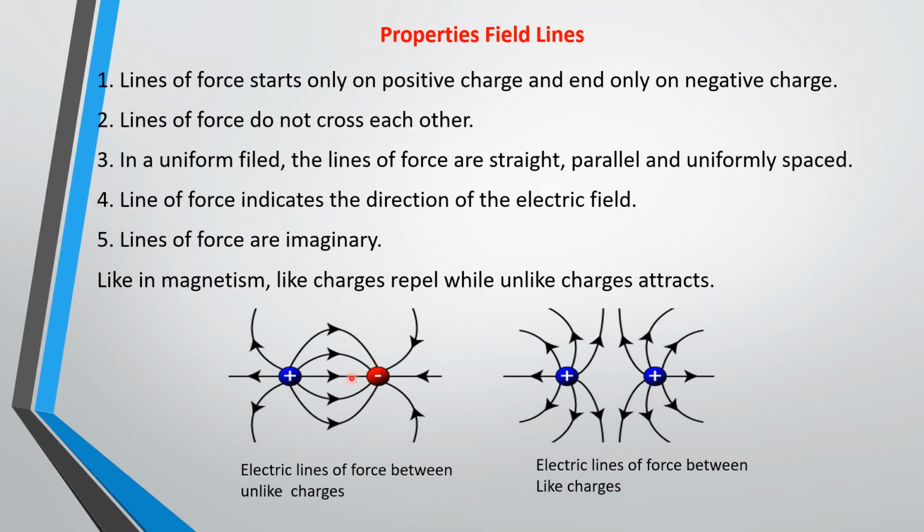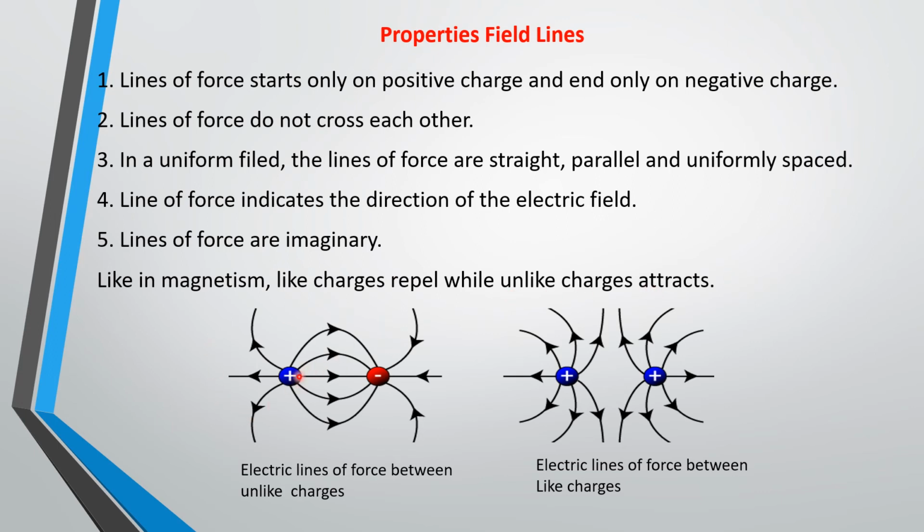Just as we drew for magnetic lines of force, this is exactly what we also have for electric lines of force. Lines of force start only on positive charges and end only on negative charges. Lines of force do not cross each other. In a uniform field, the lines of force are straight, parallel, and uniformly spaced. Lines of force indicate the direction of the electric field. Lines of force are imaginary.